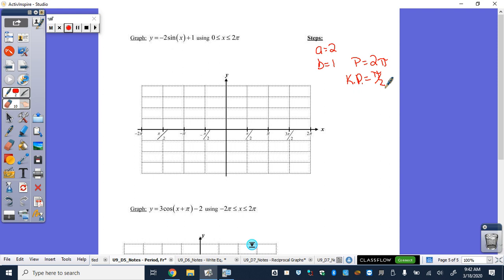So we don't have a phase shift. There's nothing here with x. However, we are reflected over the x-axis because it is negative out in front. There is a vertical shift up 1, so that means our midline is at y equals 1. So our midline, when it gets shifted, we show that as a dotted line.